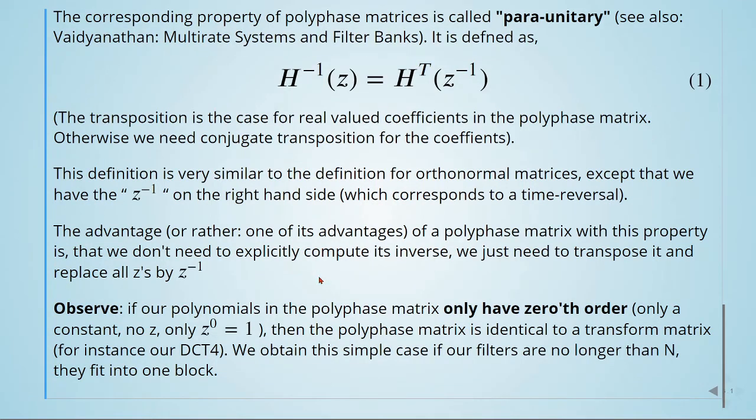Observe, if our polynomials in the polyphase matrix only have zeroth order, only constant, no z, only z to the power of 0, which is equal to 1, then the polyphase matrix is identical to the transform matrix, for instance, in the case of our DCT4. And we obtain the simple case if our filters are no longer than n and they fit into one block.